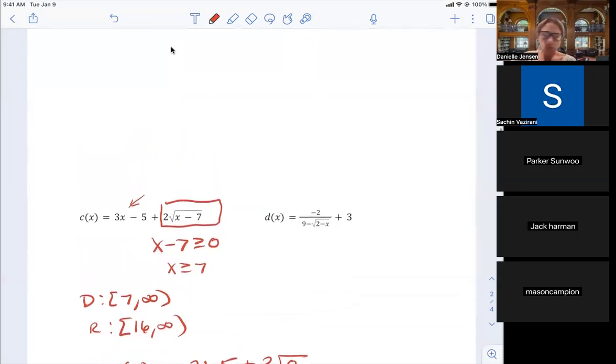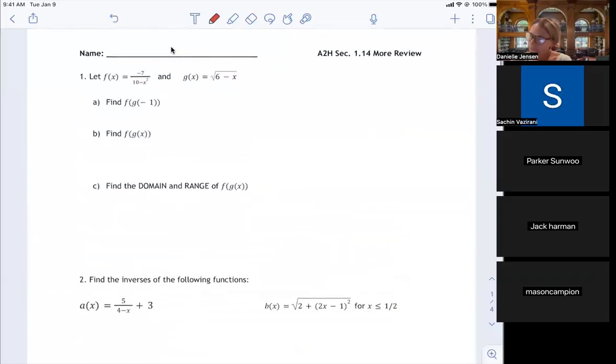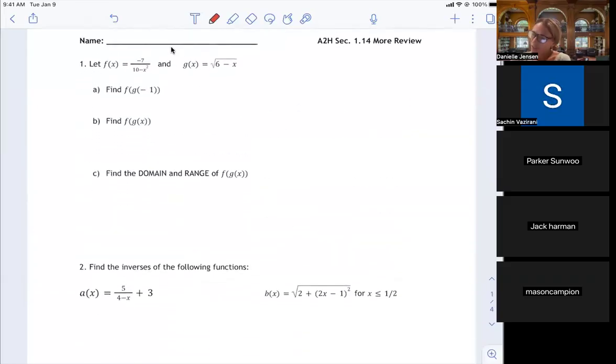Then I said 1c. Oh yes, this baby. Okay, so f of g of x, I always do this first because this tells me right away that I need x to be less than or equal to 6. Right, because 6 minus x has to be greater than or equal to 0, so x less than or equal to 6. So right away, we have to consider the domain of the inner function.